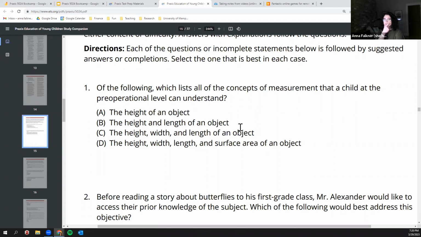I'll give you a clue. For those of you who remember our conversation about egocentrism and the 3 mountain task, that has to do with pre-operational versus formal levels from Piaget. All right, Jade, I know you're here. What do you think? Ashley thinks it's A, the height of an object.